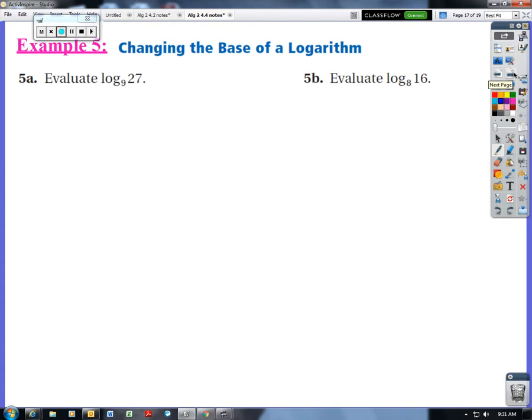Okay. These you want to try on your own. Try to figure out what base you would use so that you can do them by hand. So this first one, 9 and 27 are both powers of 3, so I'm going to use log base 3. 27 is on the top. Log base 3 of 9 would be on the bottom. Log base 3 of 27: 3 to the third would give you 27, so that's 3. And then 3 squared would give you 9. Oh, that's 1.5 again.